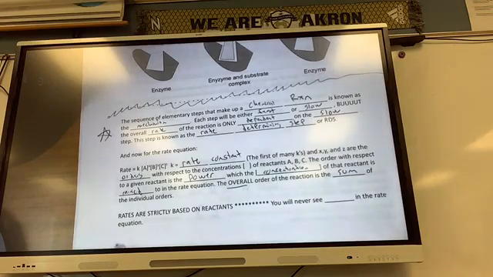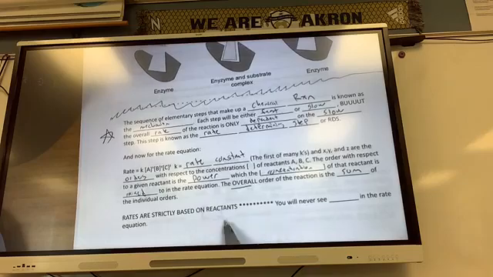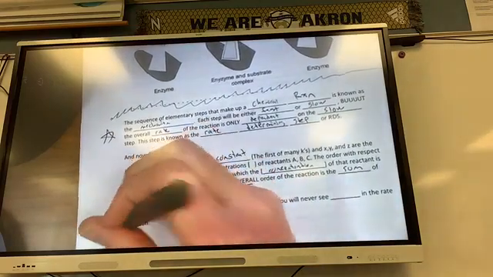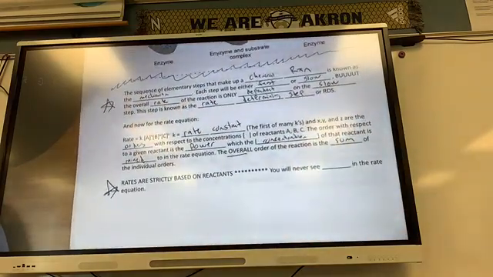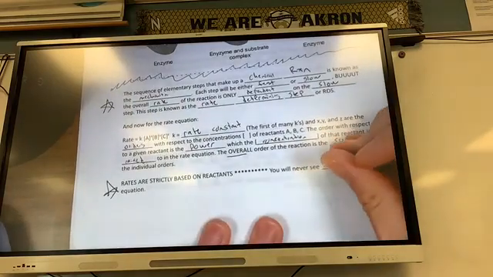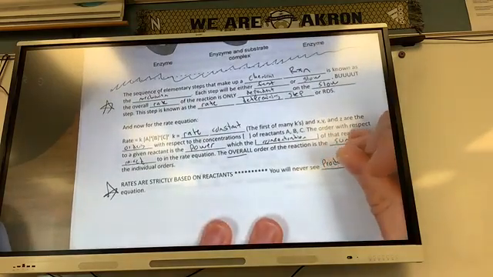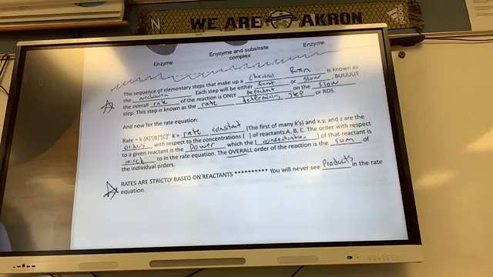Yes. Rates are strictly based on reactants. That's really important. Put a star by here. It's only on what you start with. You will never see products in the rate equation. Flip it.